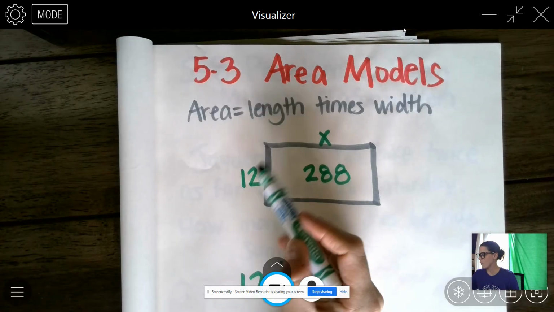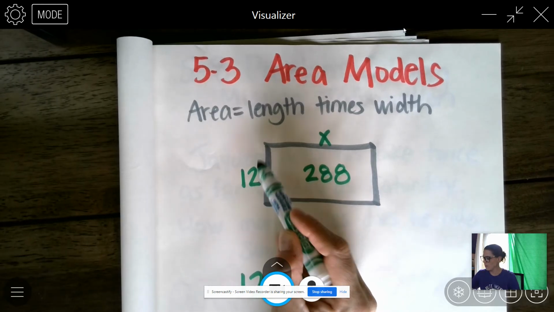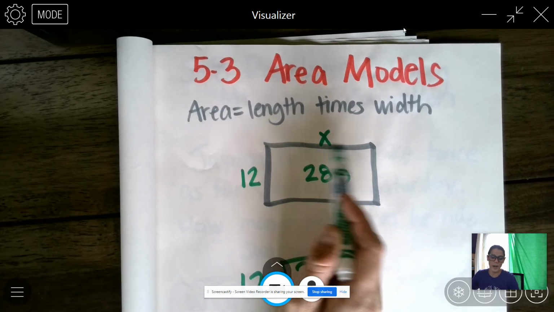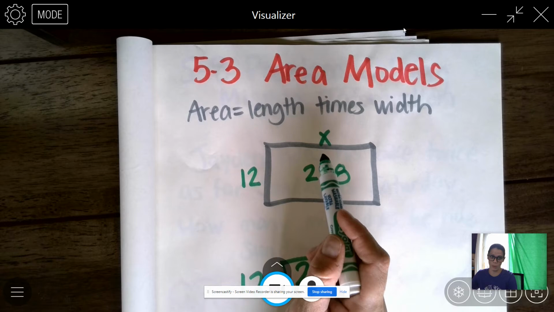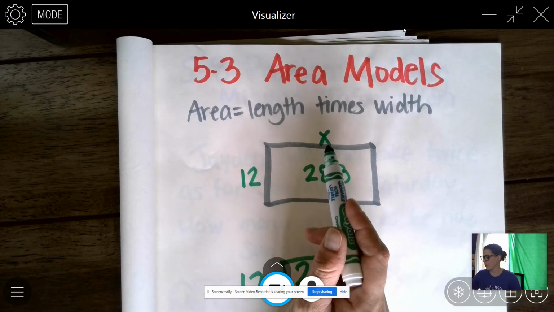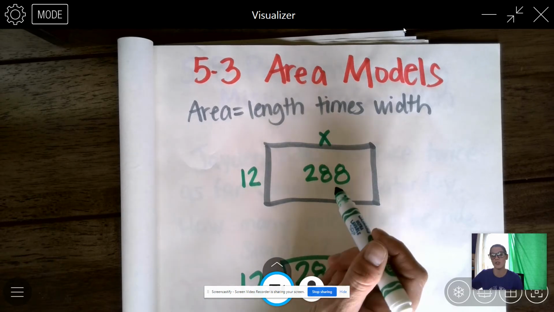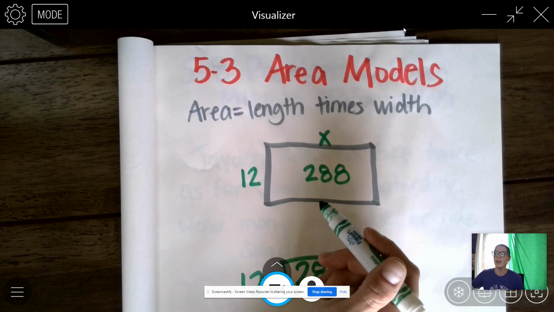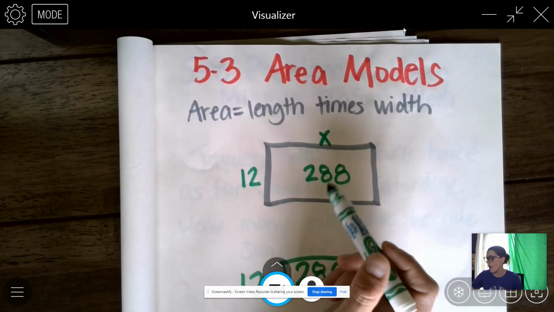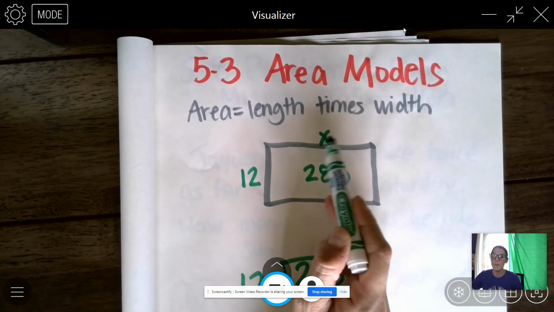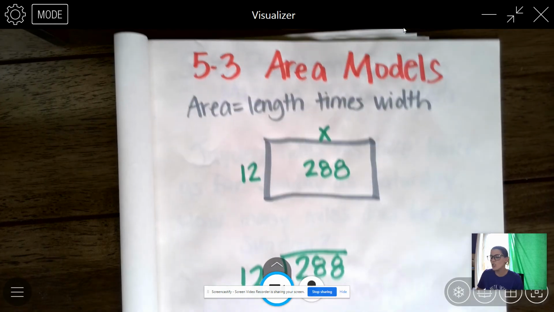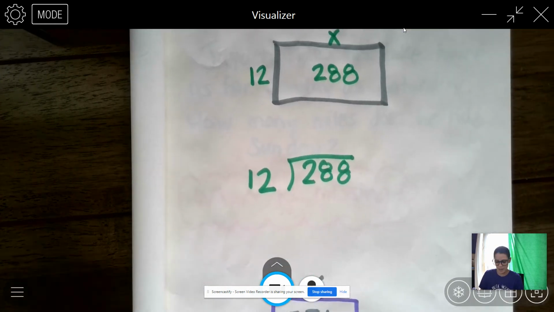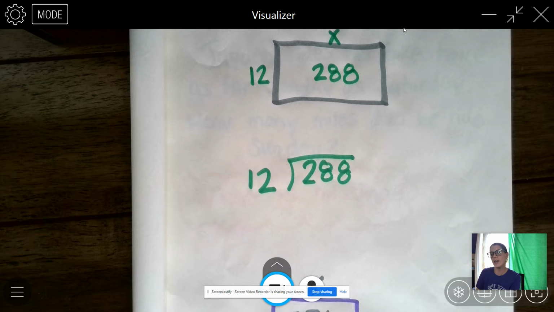So here I've got 12 for my length. I don't know my width, so I'm using the variable x, which we use in math a lot. And then I know that my area is actually 288. So if I wanted to figure out what the width of my yard would be, I would take 288 and divide it by 12. So let's go ahead and solve that.